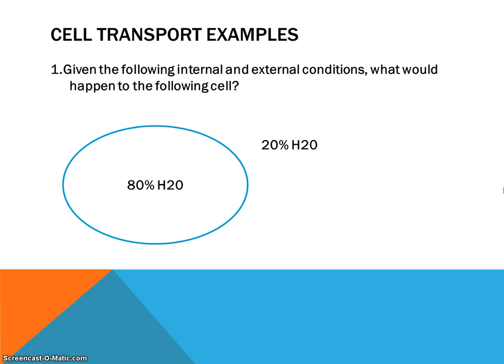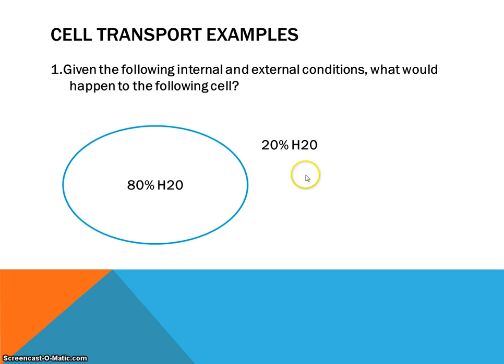So we have to think to ourselves, where is there more, where is there less? We got to find the high, we got to find the low, because water goes from a high to a low concentration, so it can balance things out. So in this situation, this is our high concentration right here inside of the cell.